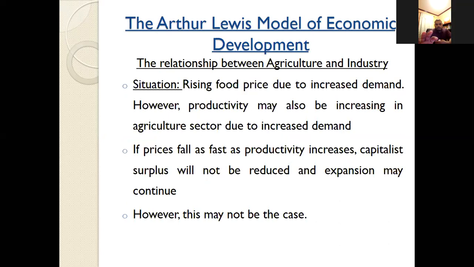So in the relationship between agriculture and industry, the rising food price, as I would have mentioned, causes this increased demand. Productivity may be increasing in the agricultural sector due to this increased demand, but this might not necessarily be the case. So we see here also that if prices fall as fast as productivity increases, pay careful attention to this. If prices are falling as fast as the productivity is increasing, the capitalist surplus will not be reduced, obviously, because the two will net each other off and the expansion may continue. So we note that that's under a specific condition where prices fall as fast as the productivity increases.